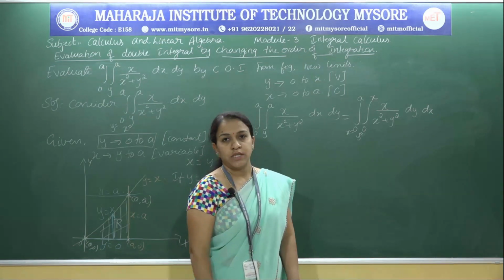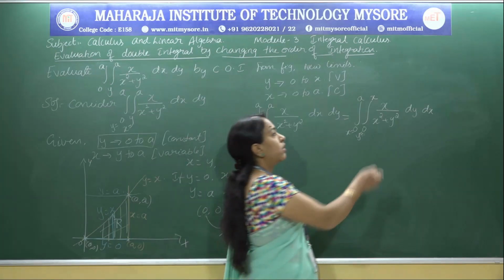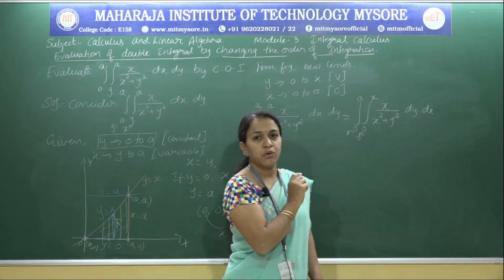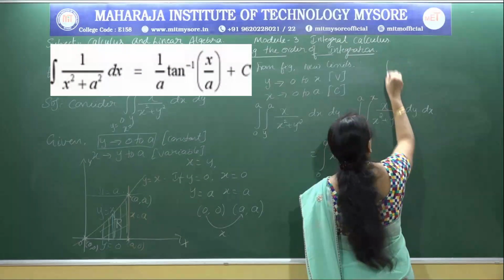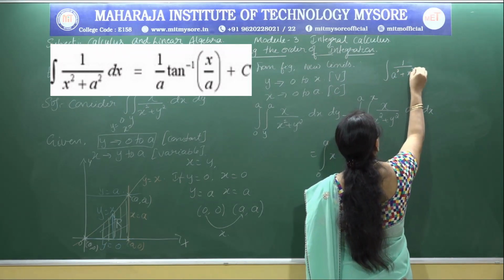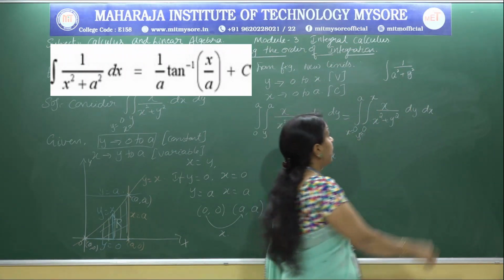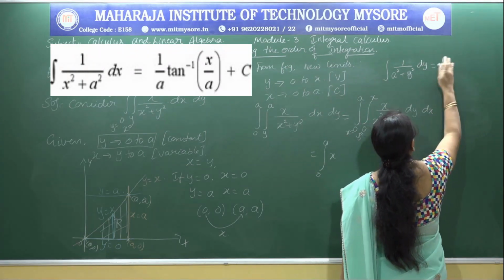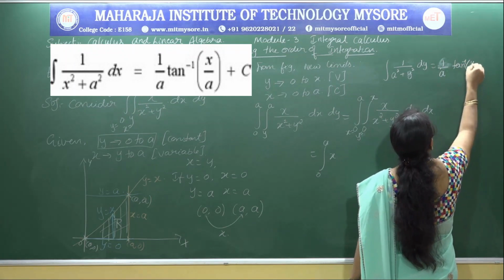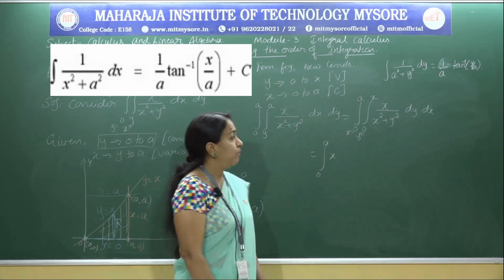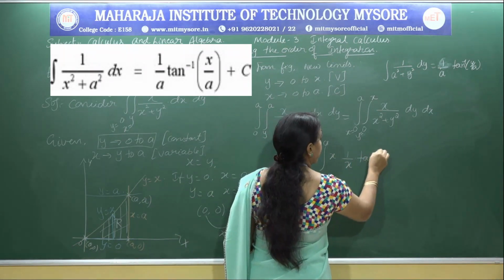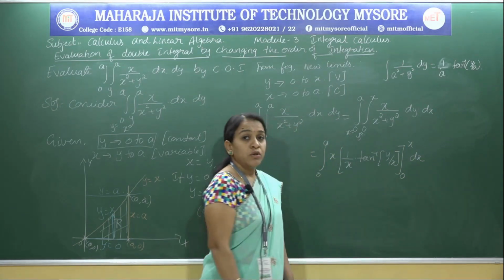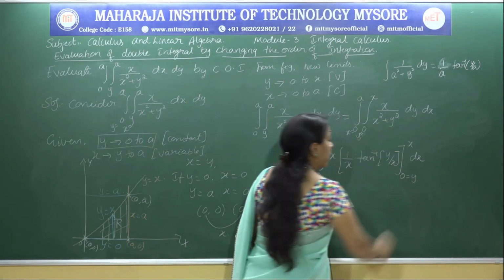Now keeping x as a constant, x is in both numerator and denominator. We are considering x as a constant and integrating with respect to y. So if I keep x constant and integrate with respect to y, it looks like the integral of 1 by some constant a square plus y square. The integral of 1 by a square plus y square with respect to y is nothing but 1 by a into tan inverse y by a. That is a standard formula. So using that, in place of a, here we have x. Therefore 1 by x into tan inverse of y by x between the limit 0 to x into dx. So x is a constant, y is a variable. y varies from 0 to x.